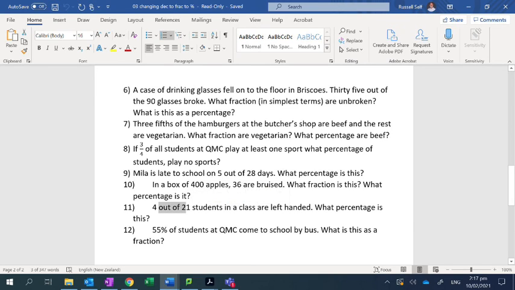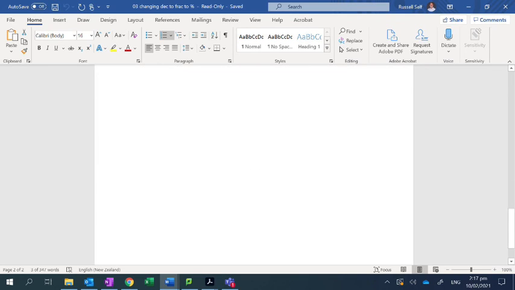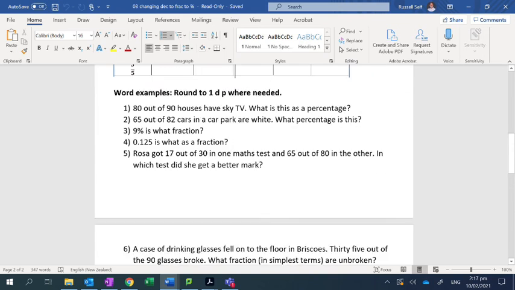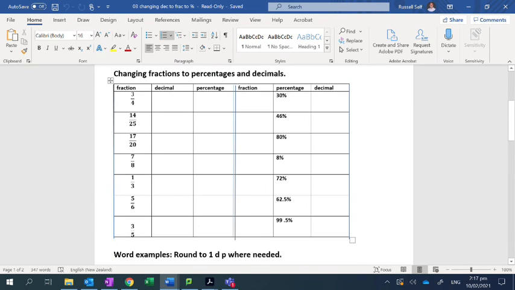Now, taking a percentage of: 55% of the students come by bus. What is this as a fraction? So again, just a conversion. Looks good? Okay. Then go to work. I at least want this table completed before we're done. And then you can open up your OneNote and do the other problems as well.